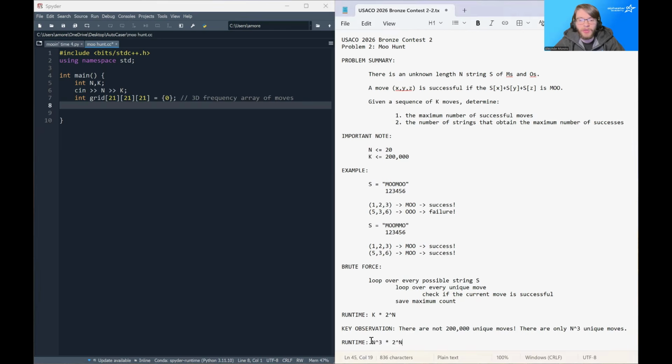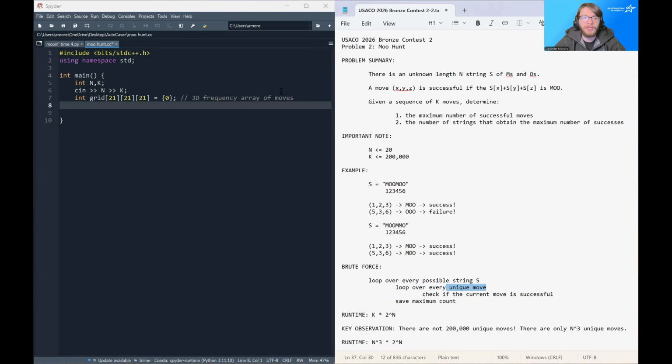This leads us to the runtime of n cubed times 2 to the power of n. So assuming we're able to loop over every unique move instead of every single possible move, we can get a barely efficient enough algorithm in order to get full credit here. One thing that we're going to have to be careful with, since we're looping over the unique moves, is that when we increase our counter for the number of successful moves, we don't want to just increase it by one. We want to increase it by however many copies of that unique move appear in the input.